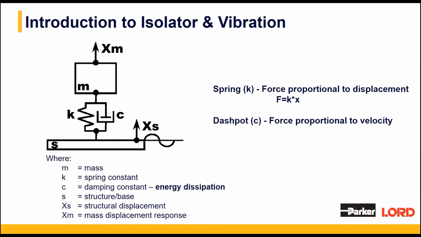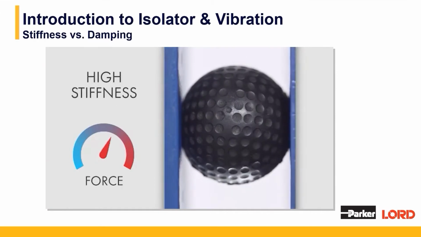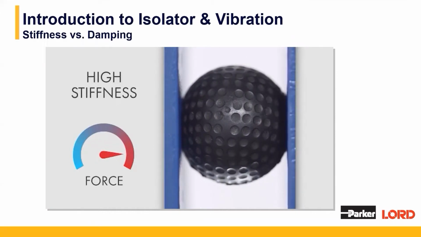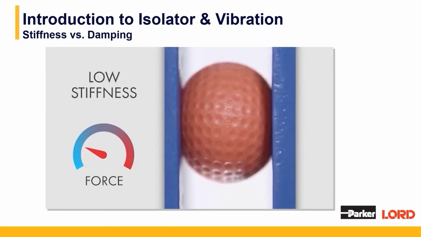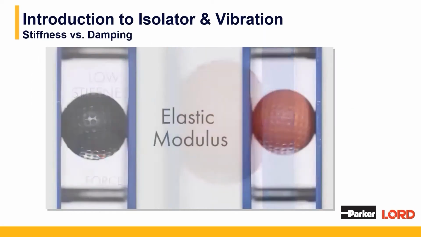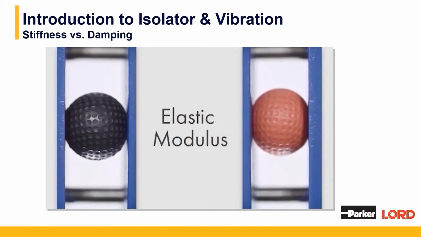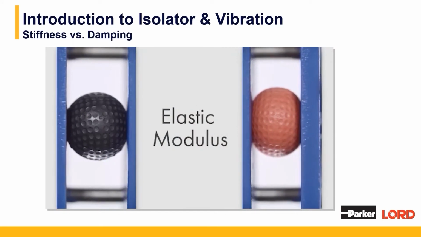The elastomeric mount provides a stiffness, K, as well as a damping, C, as part of the material characteristics. These two properties, stiffness and damping, can be demonstrated using different elastomeric-shaped golf balls. Using the same force on two different elastomers, the difference in stiffness can be seen. The stiffness is proportional to the elastic modulus of the elastomer.